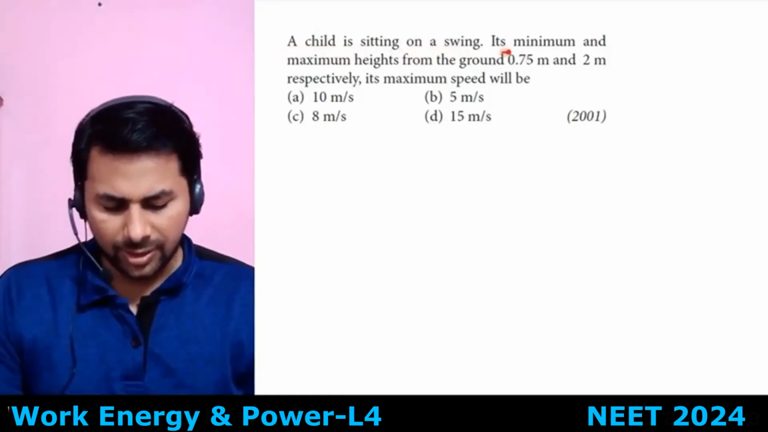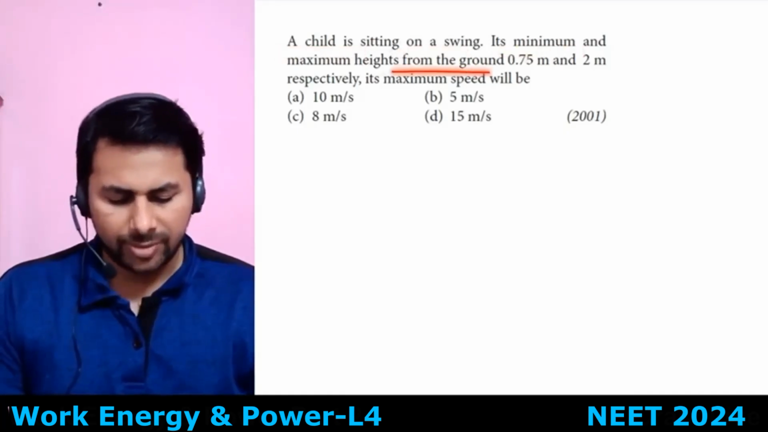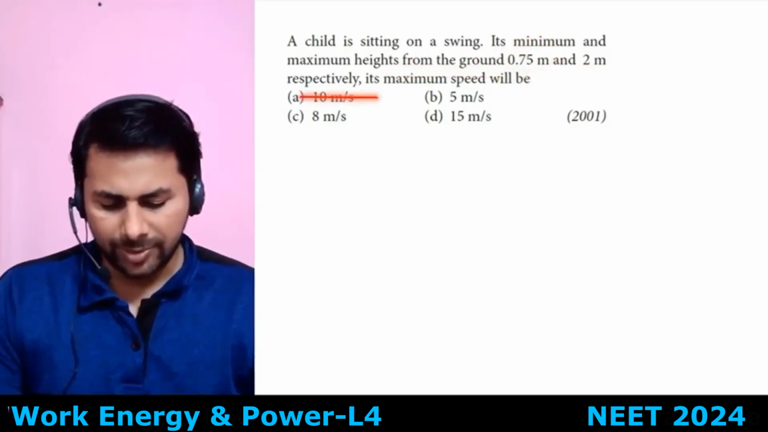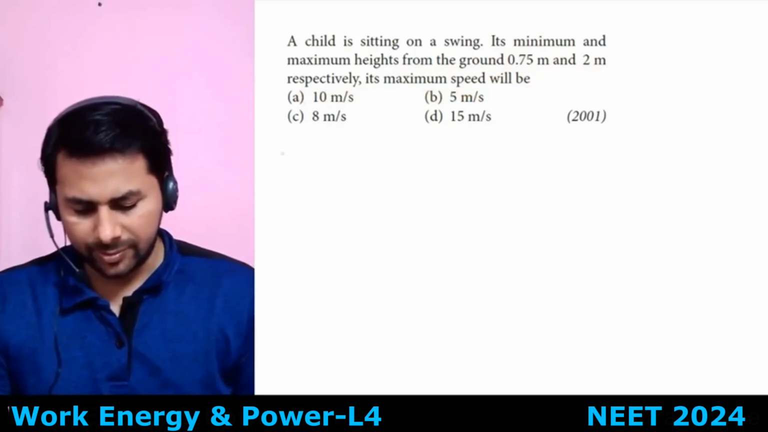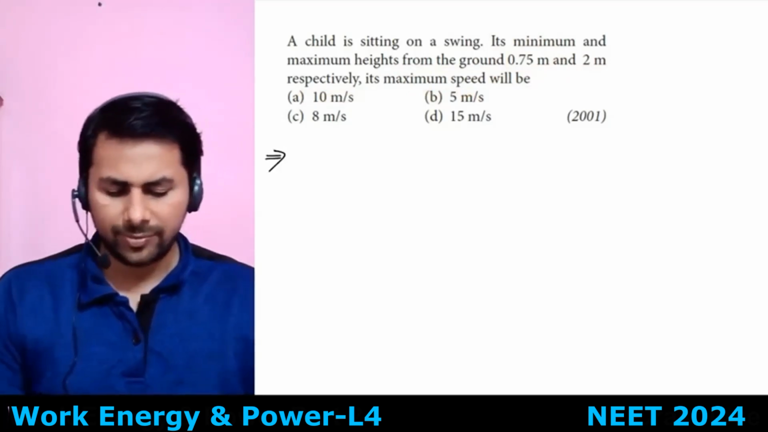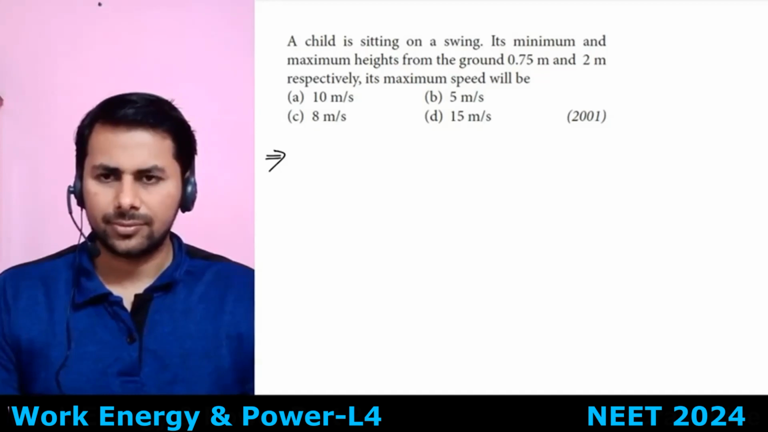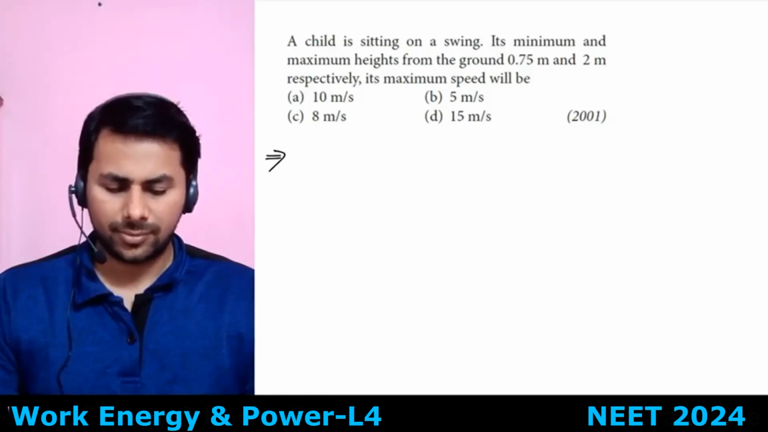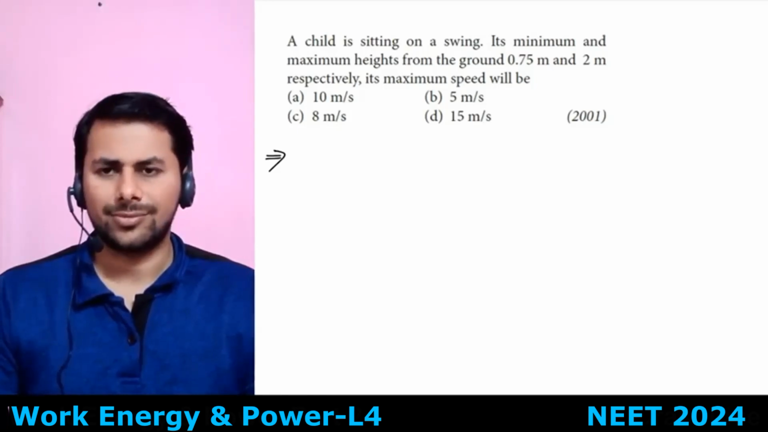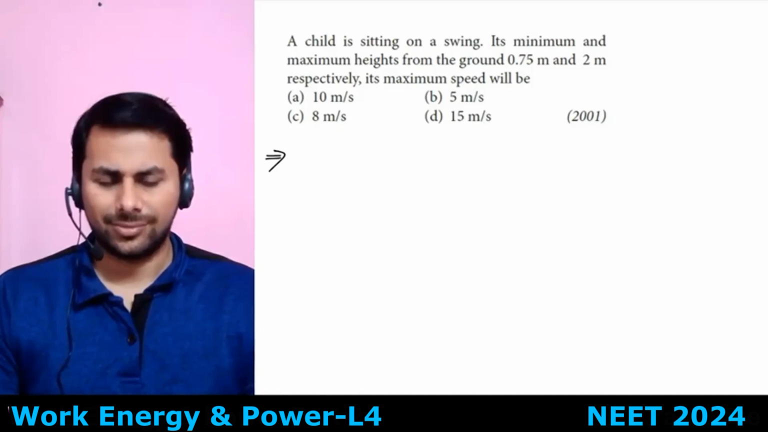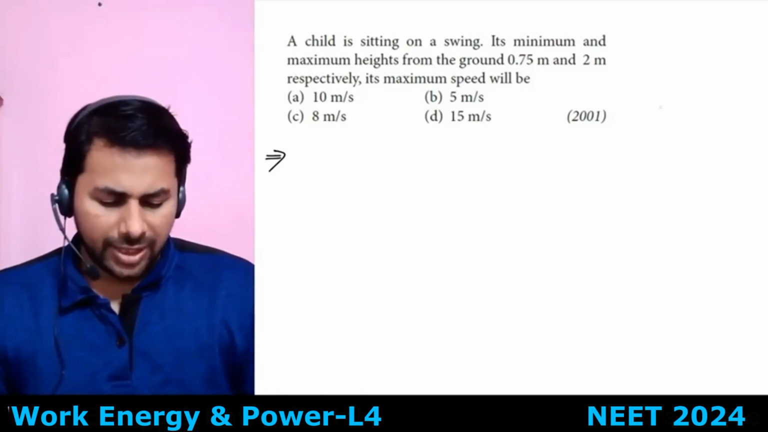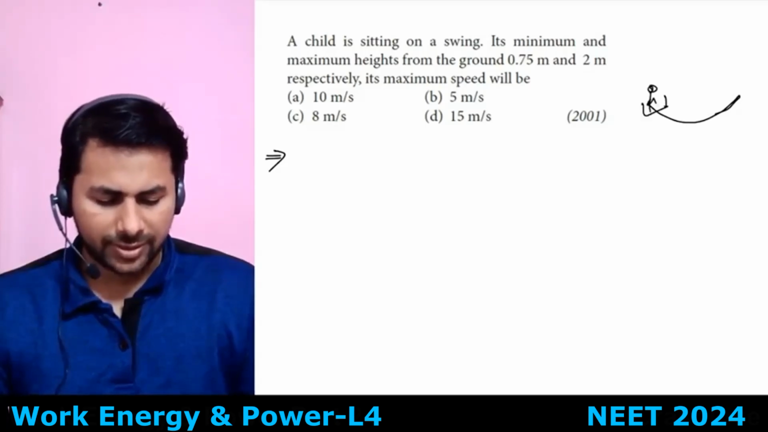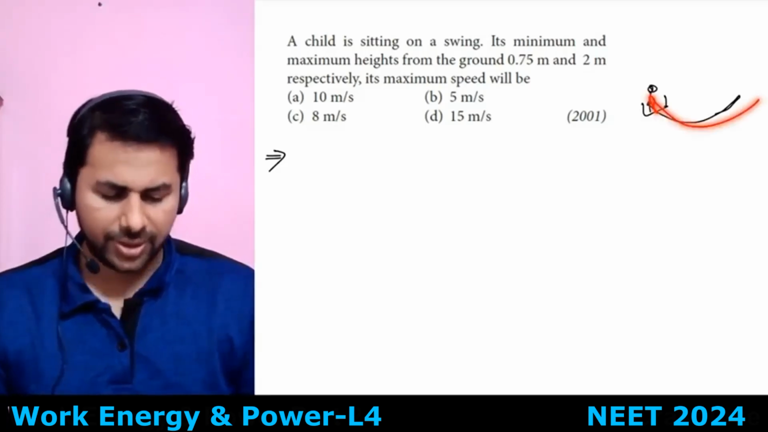A child is sitting on a swing. Its minimum and maximum heights from the ground are 0.275 meter and 2 meter respectively. Maximum speed will be? Tell me. A boy is swinging on a swing. So let's suppose there is a boy swinging on a swing. Okay. So swing goes here, swing goes here.